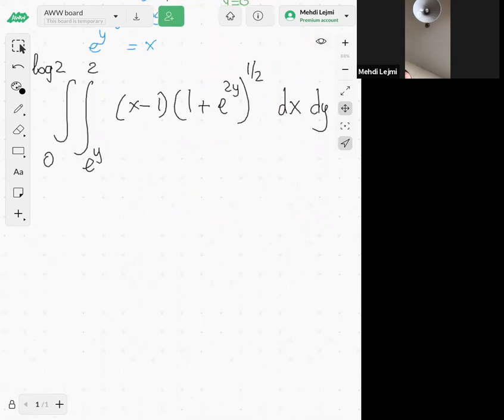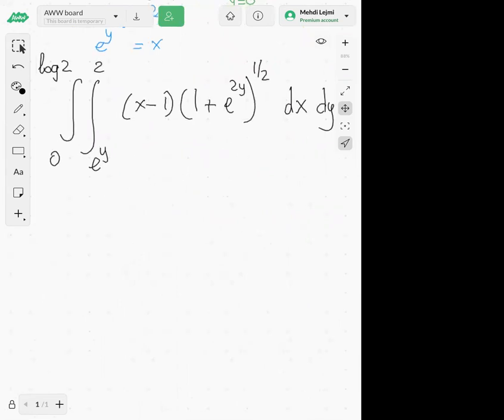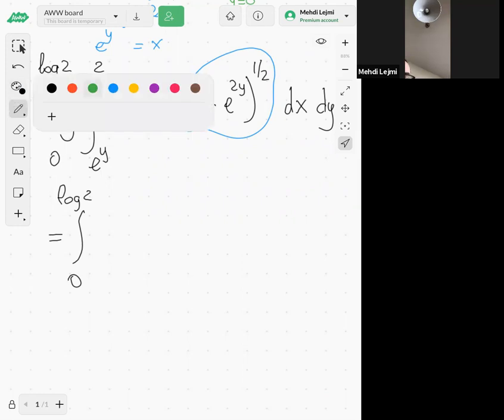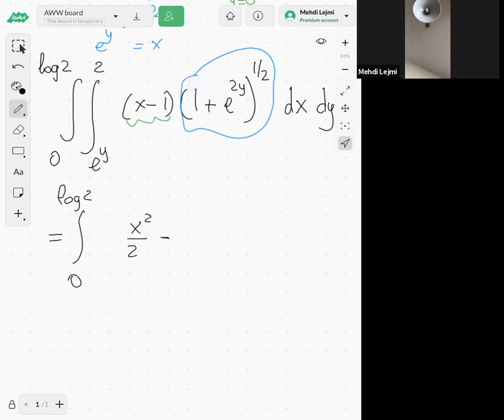Great. So now I can integrate with respect to x. Here there's no problem with the integration with respect to x, because this is just x minus 1 and everything else is just a constant, right? This whole thing is just a constant now, right? So the integral of x minus 1 is x squared over 2 minus x, times my constant. So this is now a constant.